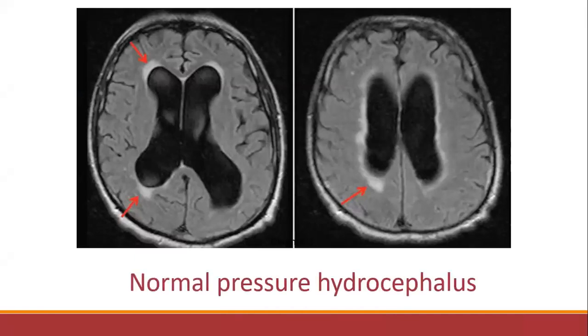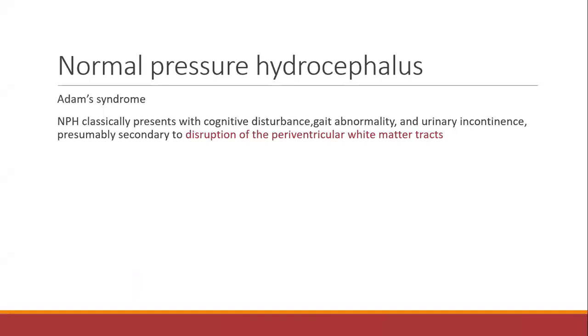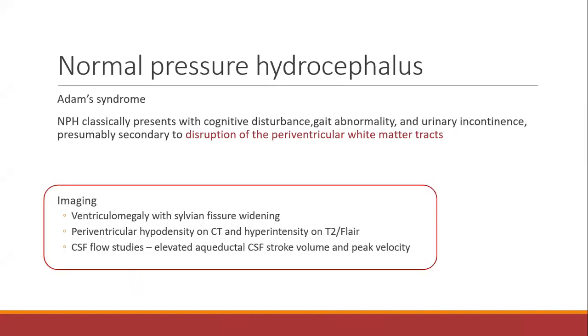So this is a patient with normal pressure hydrocephalus, which is otherwise known as Adams syndrome. Patients classically present with a triad of cognitive disturbance, gait abnormality with a magnetic gait, and urinary incontinence. This is thought to be due to the disruption of the periventricular white matter tracts. On imaging, you have ventriculomegaly with Sylvian fissure widening, periventricular hypodensity on CT and hyperintensity on T2 images, which is due to the seepage of the fluid, and CSF flow studies, which we don't commonly depend upon.